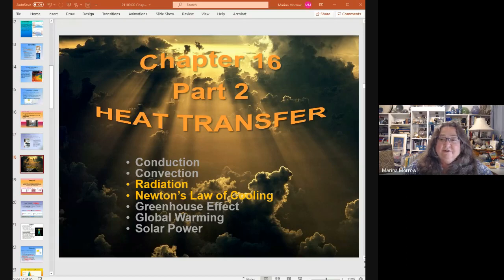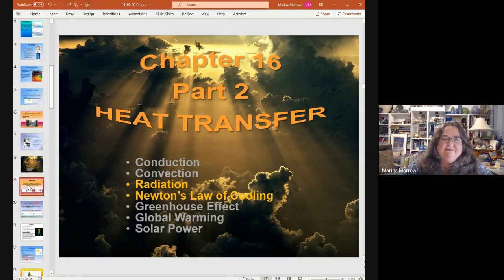Okay, for part 2, we are looking at radiation and Newton's law of cooling. And there are some things in the chapter that we kind of skip over. So let's see what this is about.